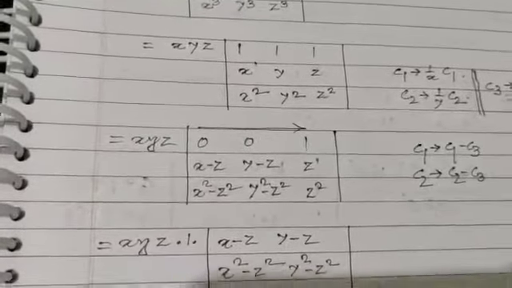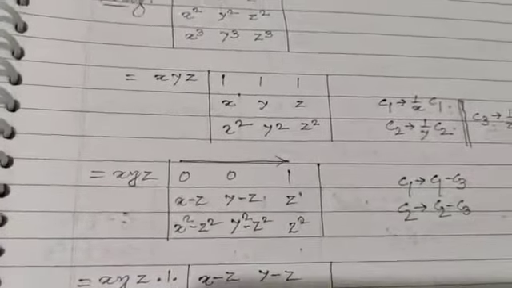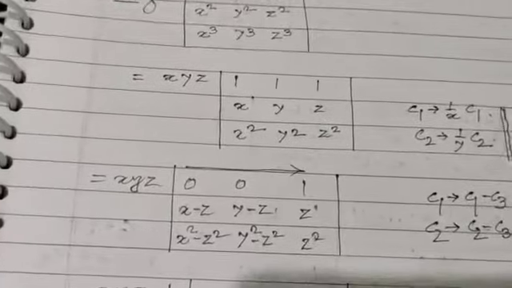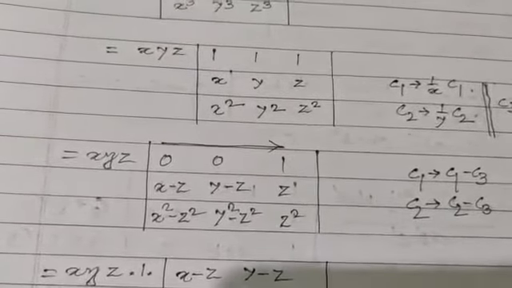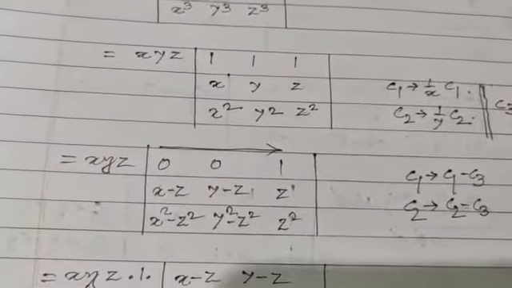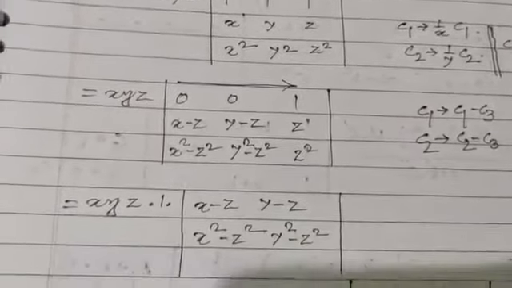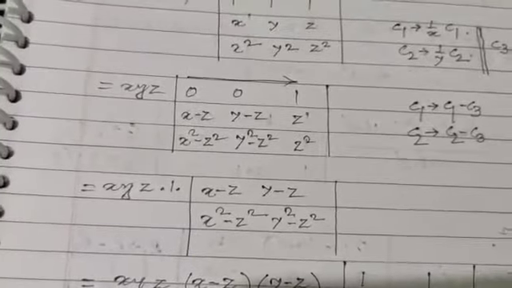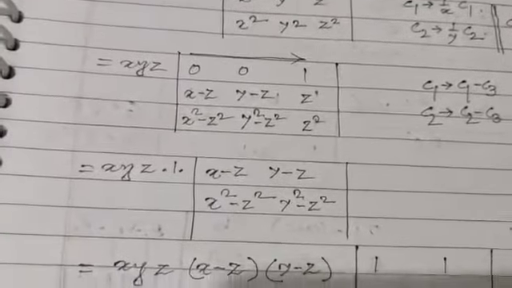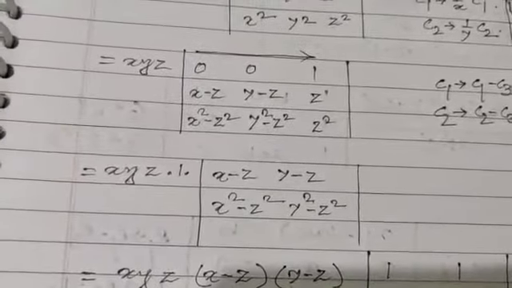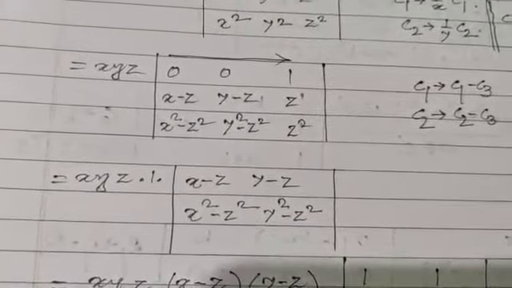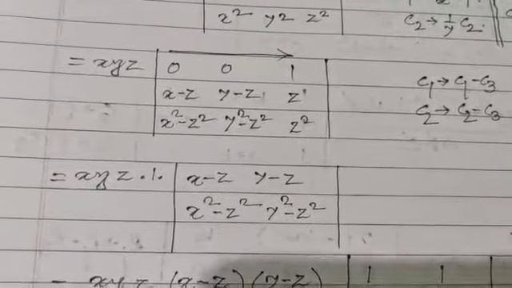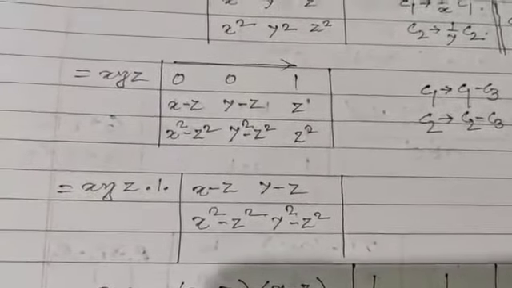and second row, second column 0, y minus z, y square minus z square, and the third column is as it is because there is no change in there. So 1, z, z square. Now if I expand along the first row, you will get 0 into something minus 0 into something plus 1 into a determinant which is the minor of that, that is x minus z, y minus z, x square minus z square, y square minus z square.